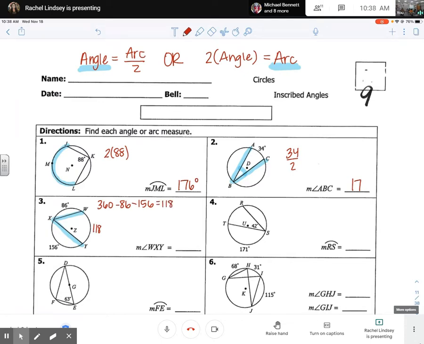So I'm finding an angle. So arc divided by 2 equals the angle. So 118 divided by 2 is 59.